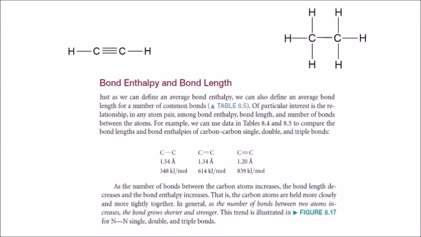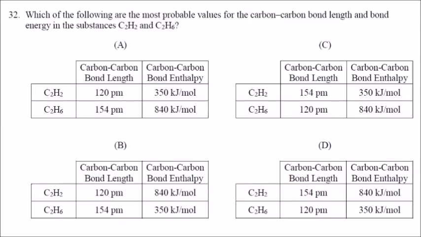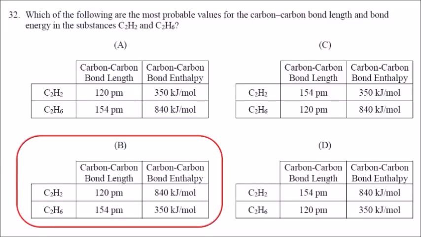So the C2H2 has a shorter bond length and a higher bond enthalpy, so it's harder to break. Where would that be a good choice? Choice B shows that C2H2 has a shorter bond length and a higher bond enthalpy.